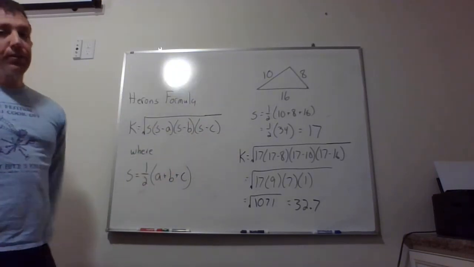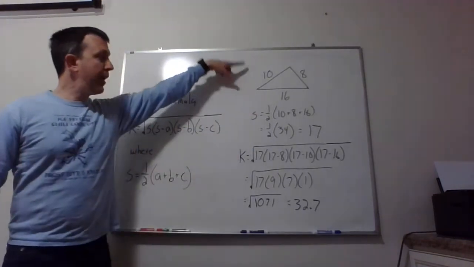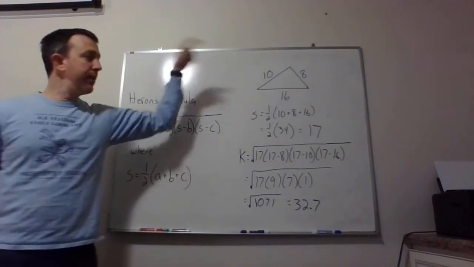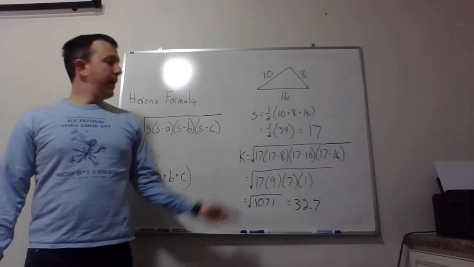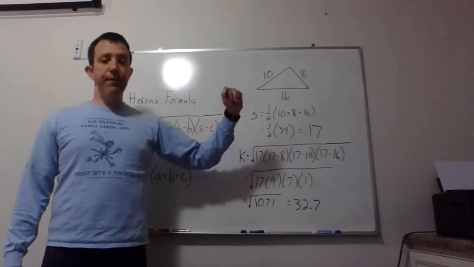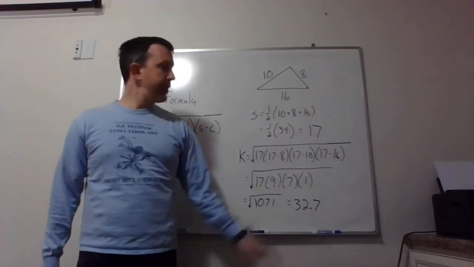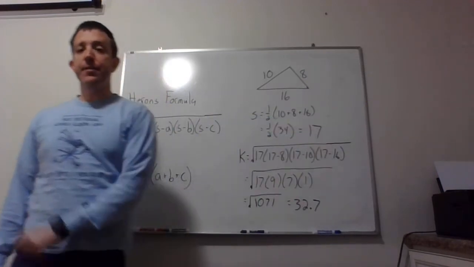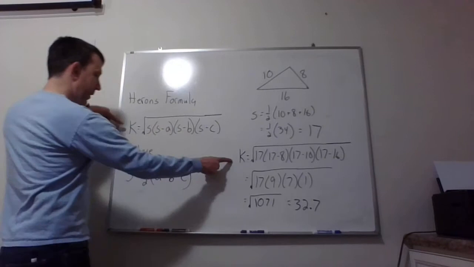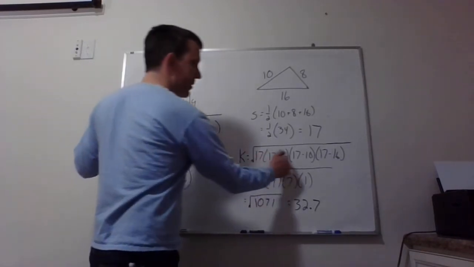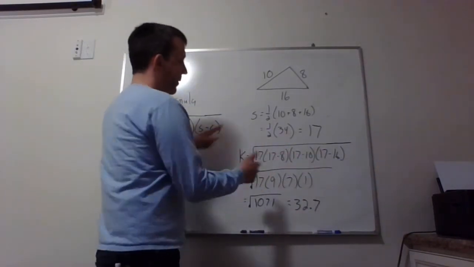So for my triangle over here, I have sides of 10, 8, and 16. For S, I do 1/2 times 10 plus 8 plus 16. As you can see, I added it up. We got 34. 1/2 times 34 is 17. So my value for S is 17. Once I find S, I can go ahead and use my formula for K. You'll notice I have a bunch of 17s in there. And then I have my three sides.